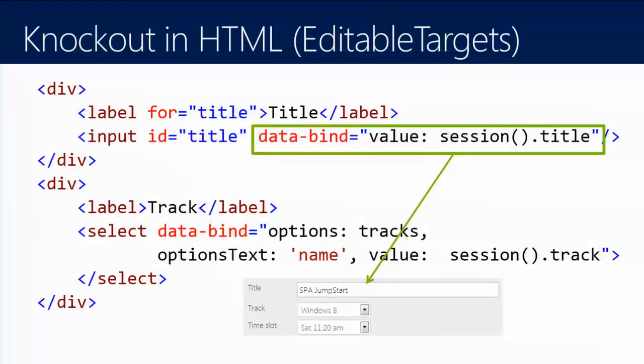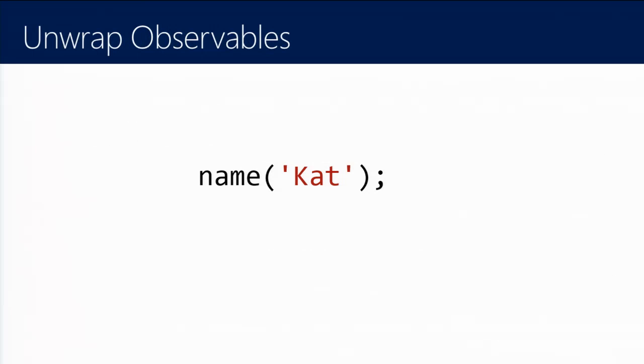And can we do drop-downs? Absolutely. So with drop-downs, we might say, all right, go get all the tracks for my event: Windows 8, .NET, COBOL, whatever those tracks might be. And then we can bind those to the list, and then the selected value is going to be session.track. So we've got a whole bunch of options by doing this. Let's go look at a demo on how this works.